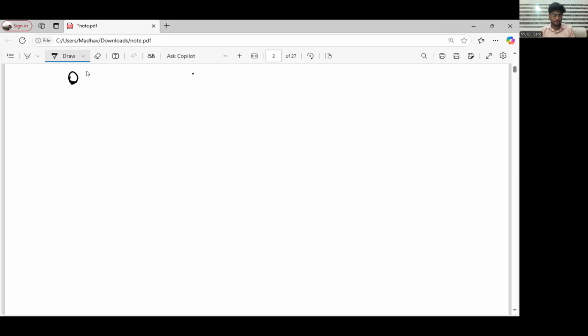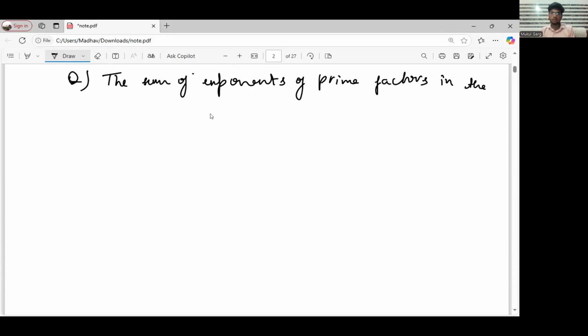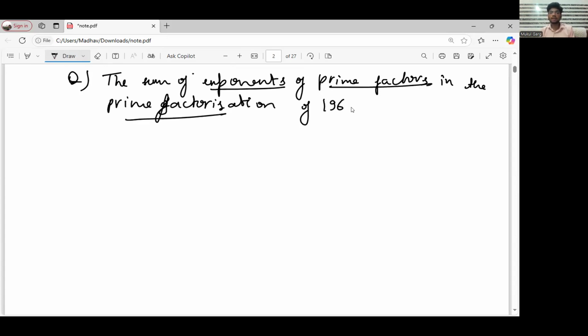बहुत अच्छा क्वेश्चन है. The sum of exponents of prime factors in the prime factorization of 196. देखो क्वेश्चन घुमा फिरा कर दिया है. कुछ नहीं करना. देखो ध्यान से सुनो. हमें एक्सपोनेंट्स का सम बताना है किसमें? सभी प्राइम फैक्टर्स के एक्सपोनेंट्स का सम, प्राइम फैक्टराइजेशन ऑफ 196.